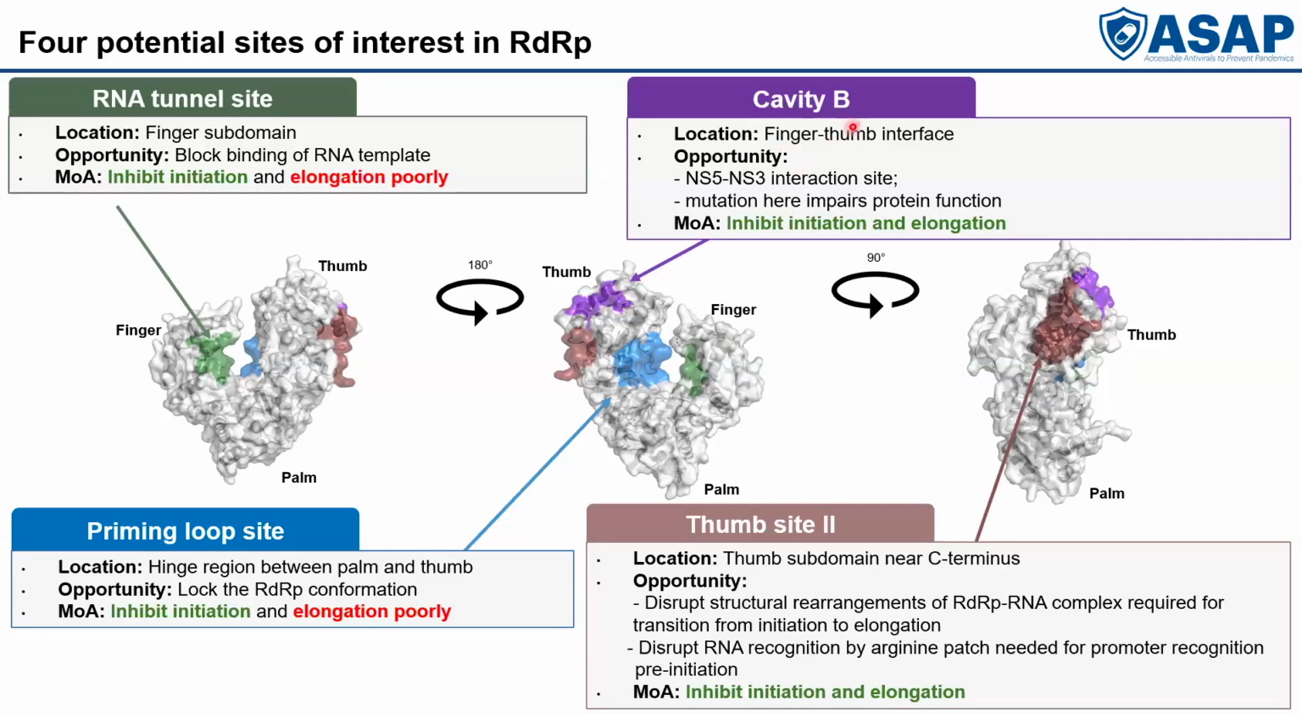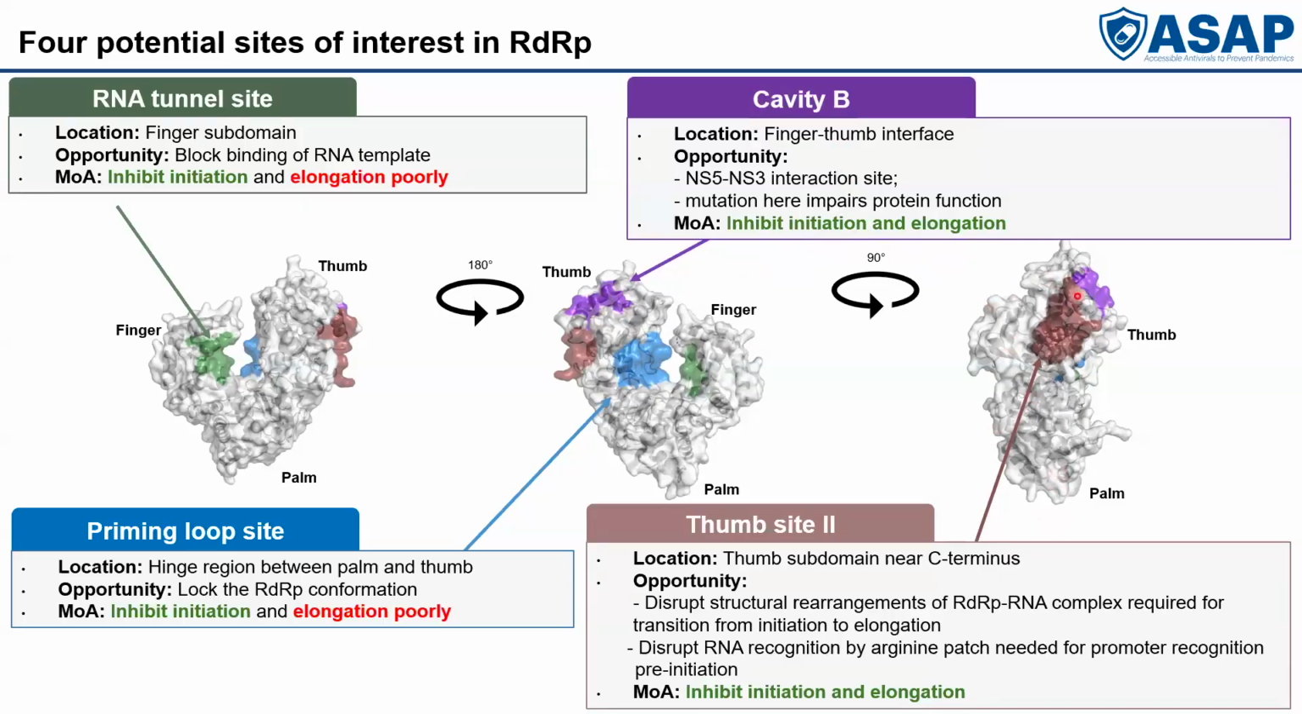The third site is the cavity B site. This occurs at the finger-thumb interface. The main opportunity here is to block the NS5-NS3 interaction. We also know from literature that mutation here impairs the RDRP activity. So by blocking the cavity B site, we can inhibit initiation as well as elongation.